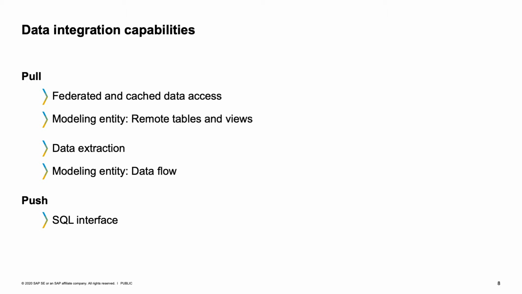Now, if you take a look at Data Warehouse Cloud and what the different data integration capabilities are that we offer for getting your data into Data Warehouse Cloud in different ways, you can basically differentiate between two main ways you can work with the data, namely pulling data into Data Warehouse Cloud in different fashions, like a federated or virtual access to the source you're connected to, or extracting the data from the source, but always starting from Data Warehouse Cloud.